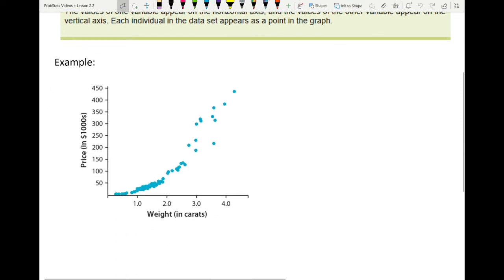So here's an example of a scatter plot where we're comparing two variables that are quantitative. So we're comparing price to the weight in carats. So remember that each data point is displayed as a dot as shown here. And the point of this is to be able to see, is there a relationship between the weight in carats of this product and the price?